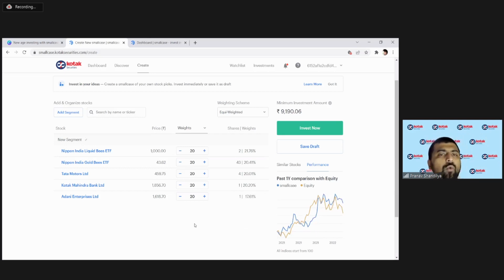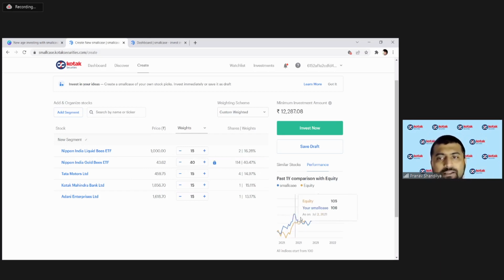Now, what if we want to change the weightage? So here we can see that the weightage is at 20% continuously. You can see that over here. So if you wish to modify weightage, let us say, for example, you wish to increase your weightage to gold ETF because you view gold as an asset class to be invested in right now, looking at geopolitical tensions that are happening out there. So if you consider it as a safe investment, you can click on the plus button here and increase your exposure in gold.